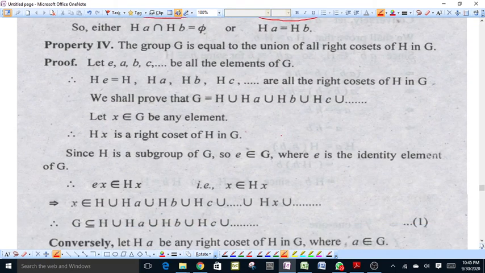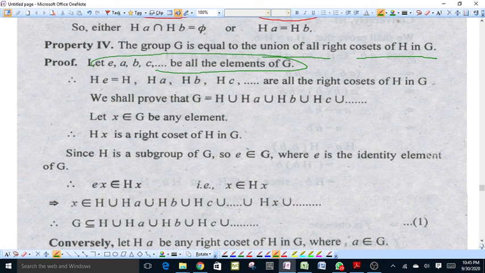Now, next property: the group G is equal to the union of all right cosets of H in G. That is, if we take the union of all the right cosets of H in G, then this will be equal to G. Let e, a, b, c be all the elements of G. Therefore, H is equal to He, Ha, Hb, Hc are all right cosets of H in G. We shall prove that G will be equal to the union of all these right cosets.